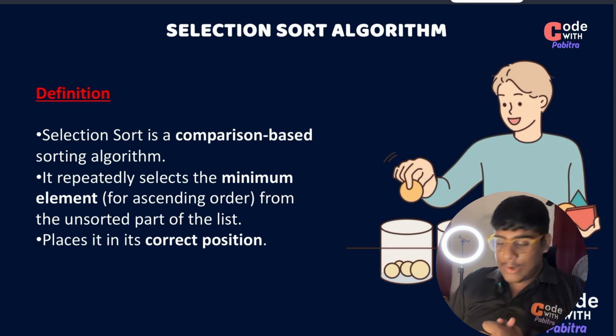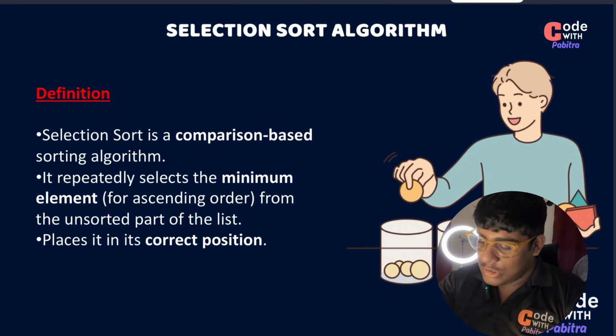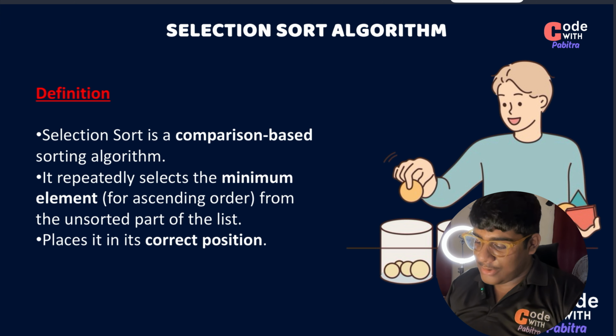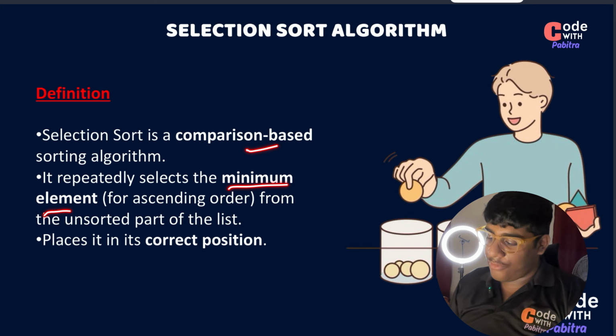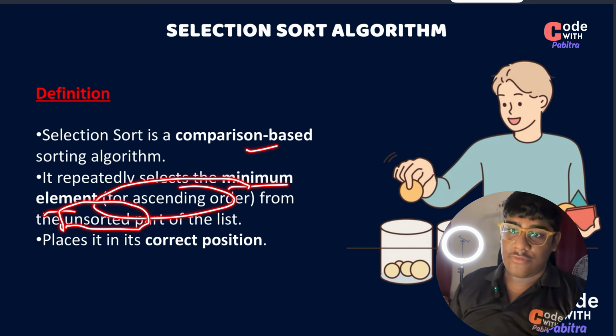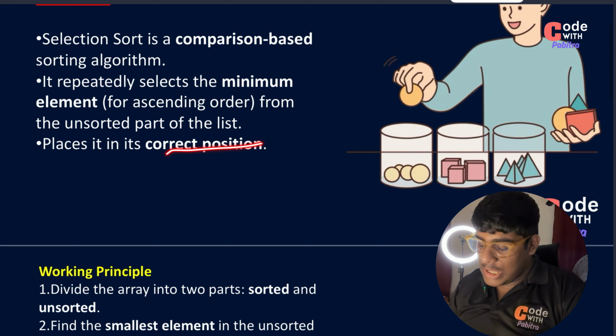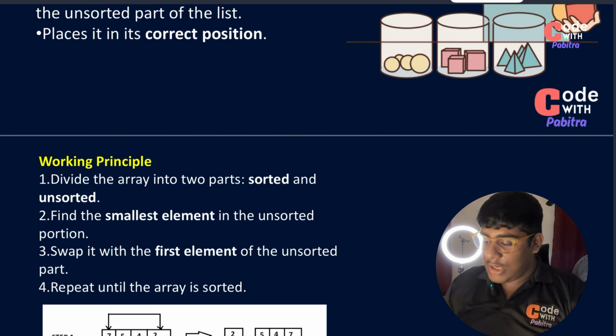So going back to my screen, you can see this is the definition. Selection sort is a comparison-based sorting algorithm, and it repeatedly selects the minimum element, for ascending order, from the unsorted part of the list, and this is very important, and places it in the correct position. So this is the working principle.